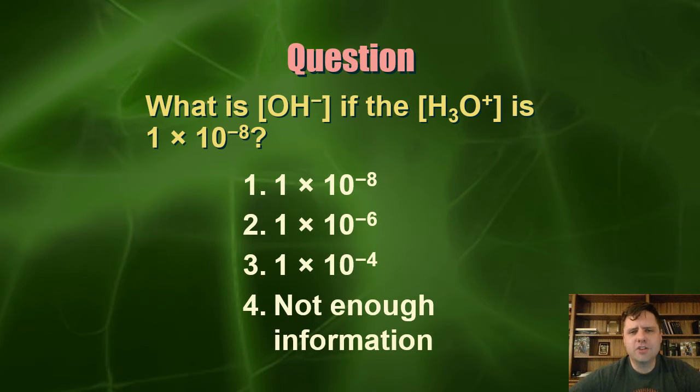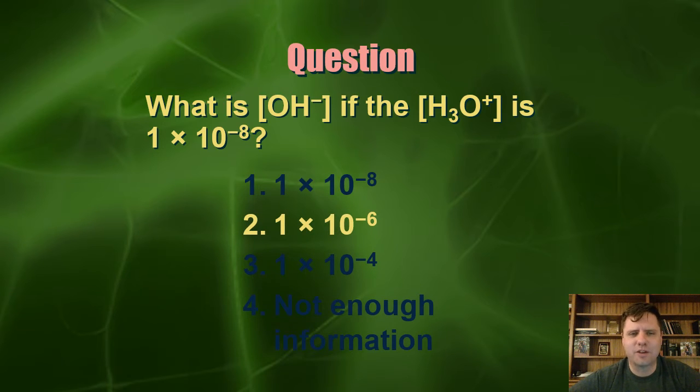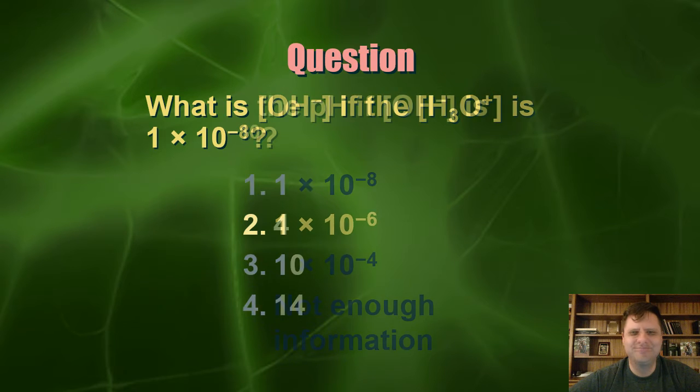Okay, what is the OH concentration if the H3O plus concentration is 1 times 10 to the negative 8? Again, we're just looking, what does it have to add up to get to negative 14? It's going to be a negative 6, right? 1 times 10 to the negative 6.